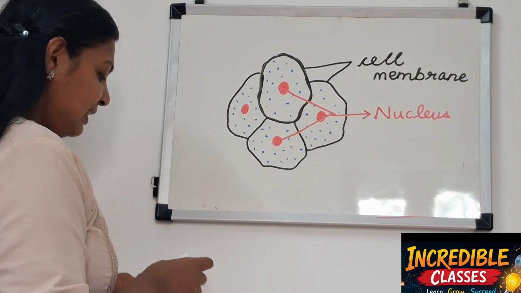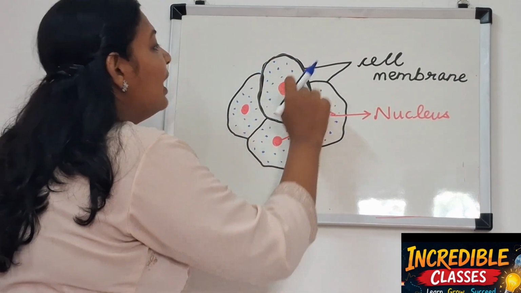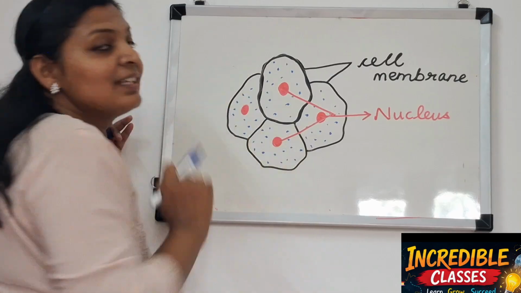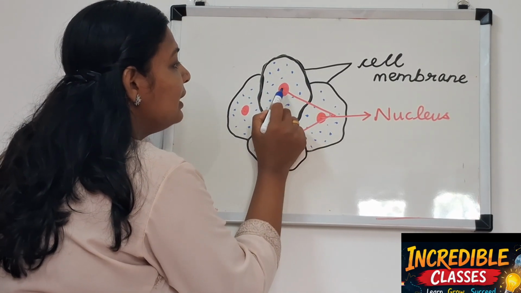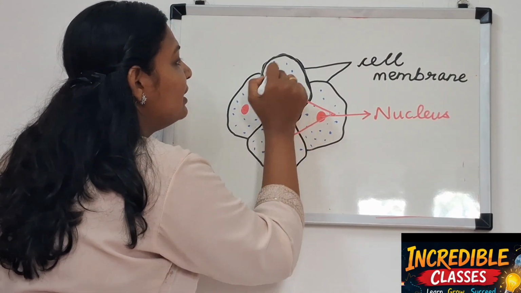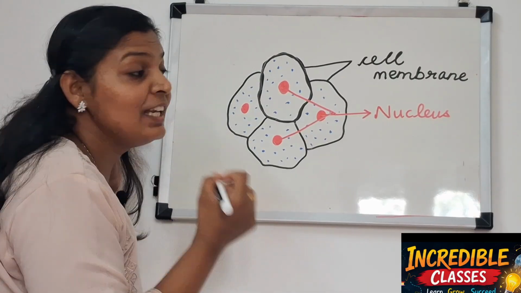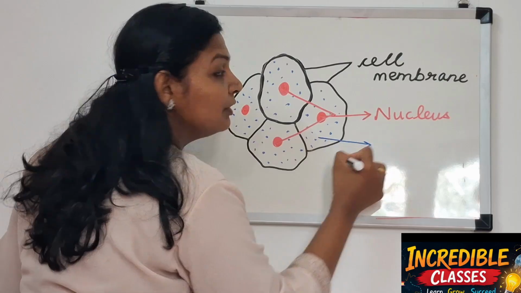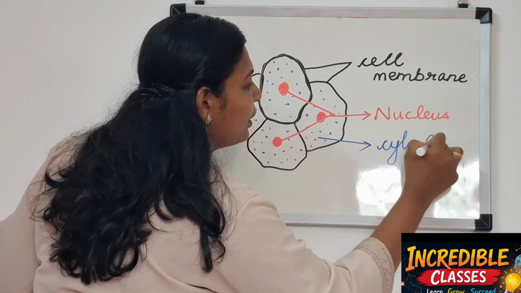Now you can see this blue part here. It is actually a jelly like substance inside this cell membrane. See, between the nucleus and the cell membrane, you can see the part is filled with a jelly like substance. What substance? Jelly like substance, and it is called what? Cytoplasm. What is it called?